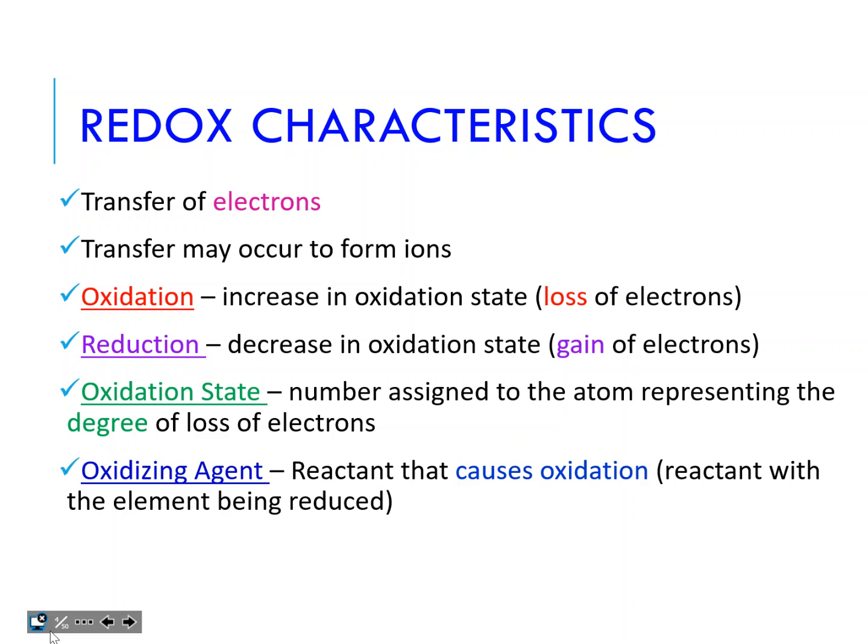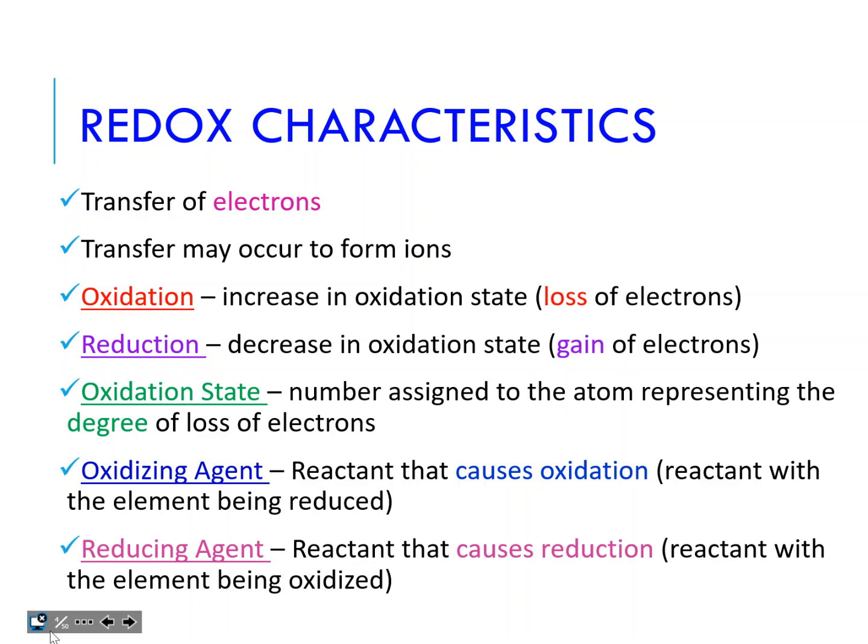An oxidizing agent is the reactant that causes oxidation. So in order to cause oxidation, you have to be willing to take electrons, because you're causing the oxidation of the other element. The other element has to lose electrons. So an oxidizing agent is really the reactant that contains the element being reduced, and the reducing agent is the reactant that causes reduction. So it's going to contain the element that is being oxidized. So these two are kind of opposite, and we'll go through them.